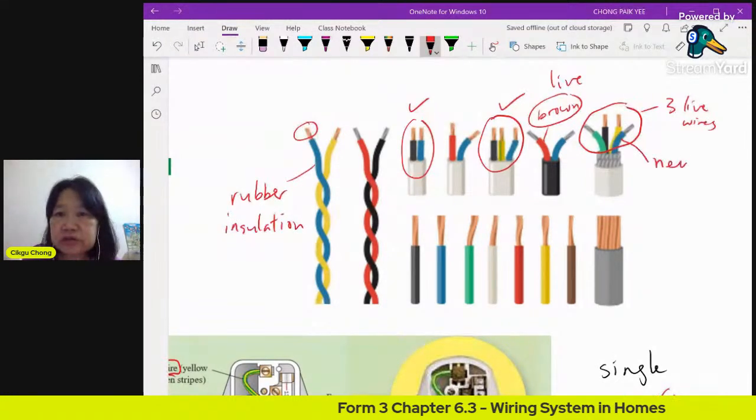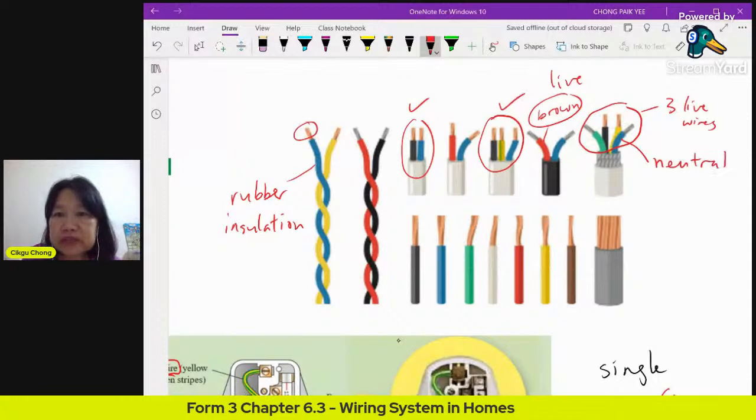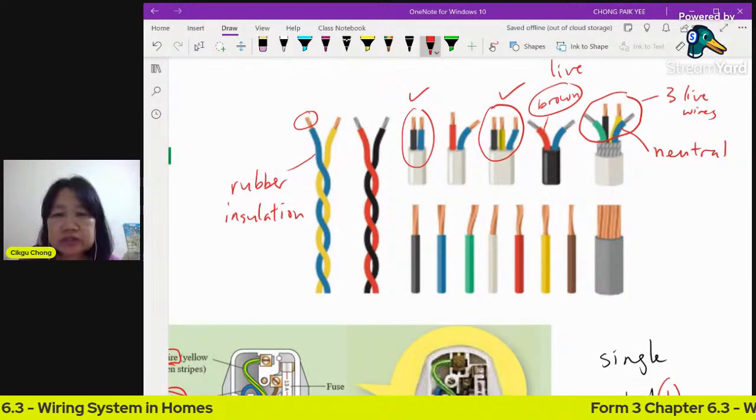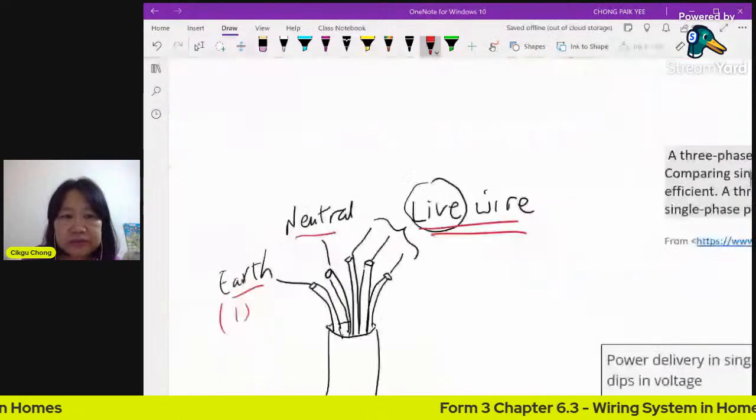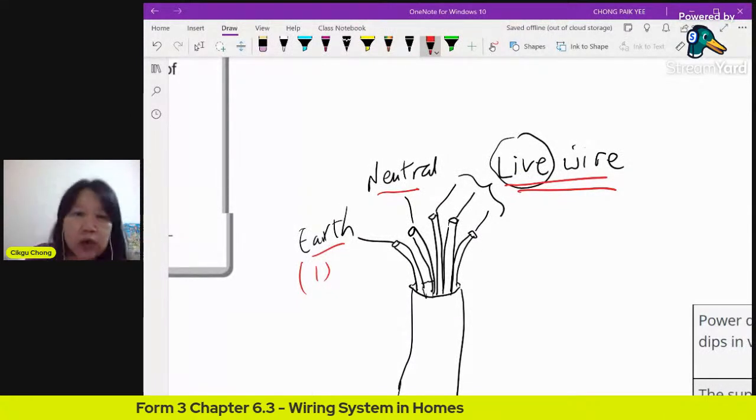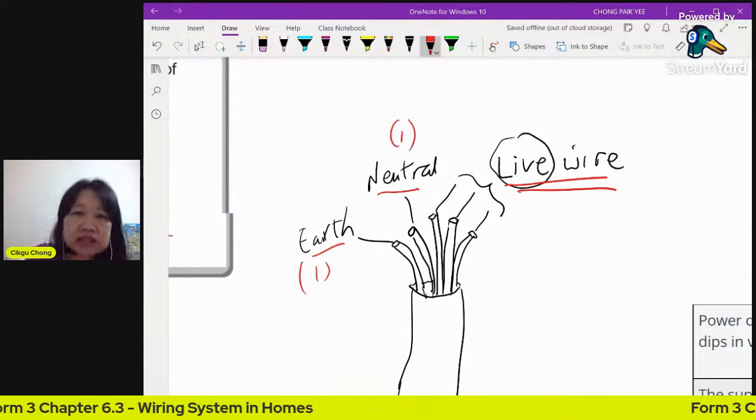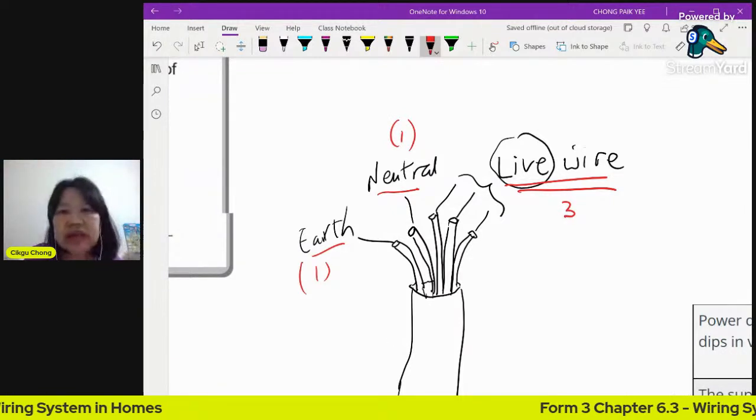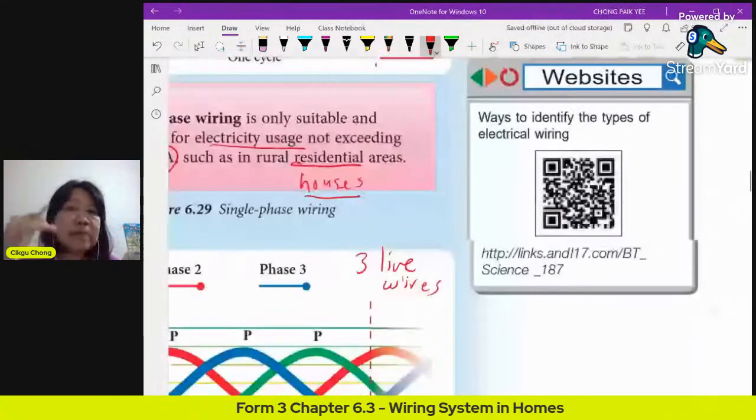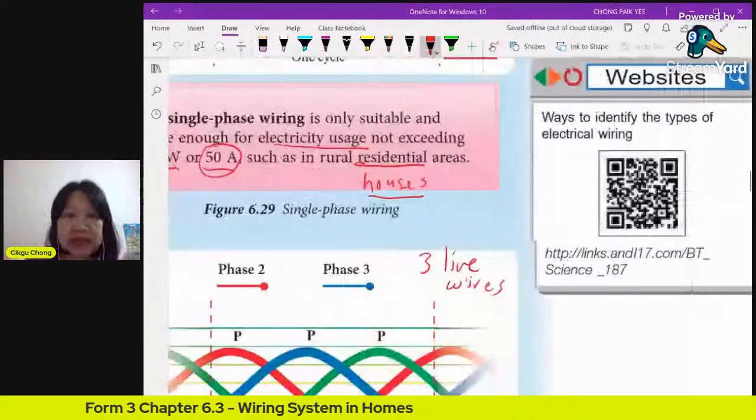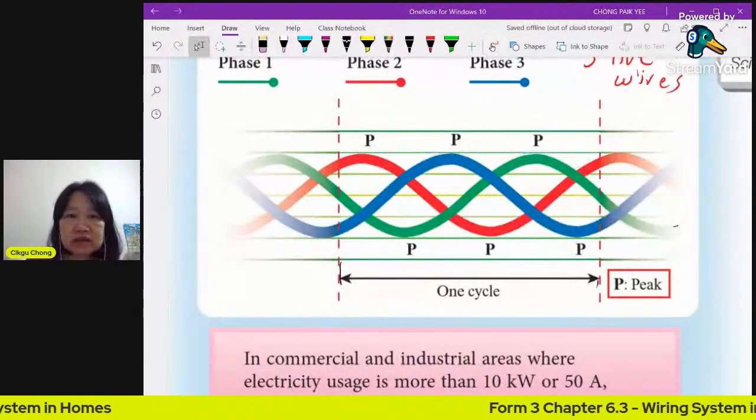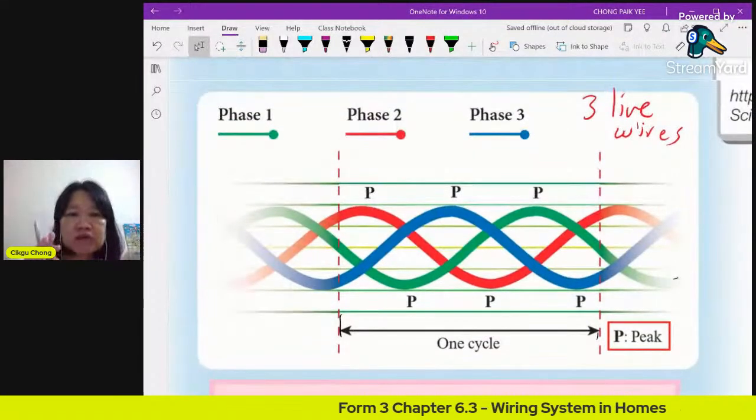This is the neutral. And you can see the green, black and yellow, those could be live wires. Here is your wire with 5 wires inside. One could be the earth, one is neutral, and your live wires, there are 3. Why 3? Because you have 3 live wires, you have 3 wave patterns. Look at the green, the blue and the red. Each one of these patterns is formed by one wire.